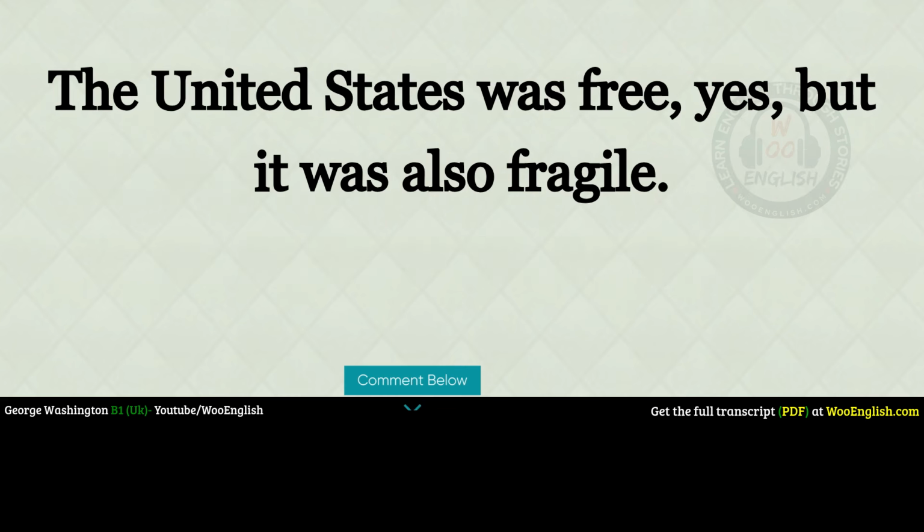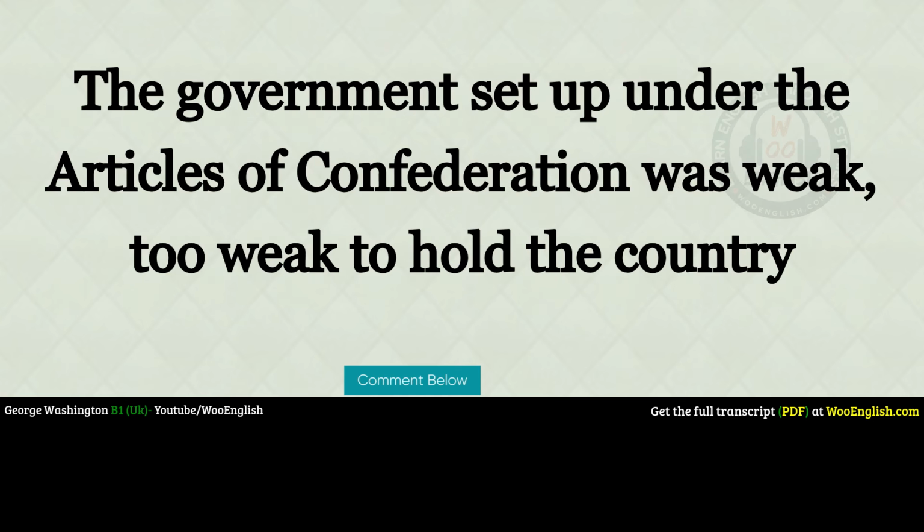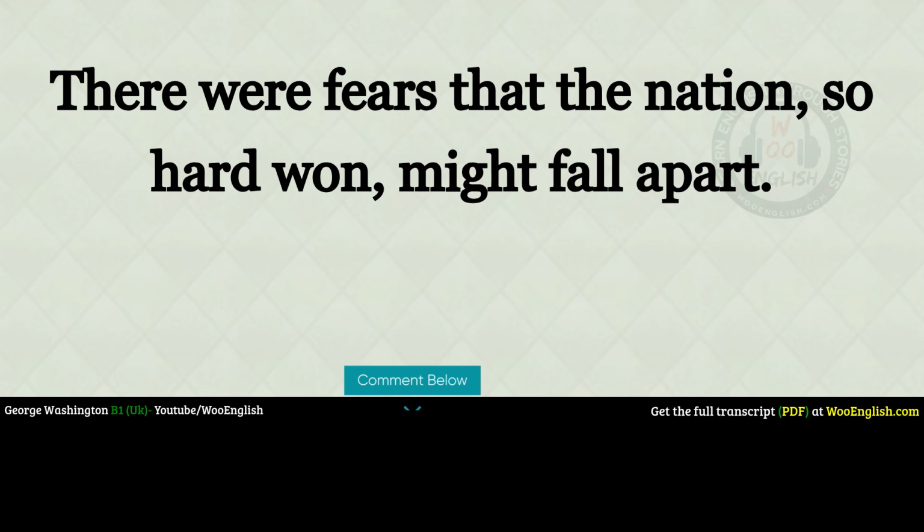The United States was free, yes, but it was also fragile. The war had united the colonies, but now that the common enemy was gone, old differences began to resurface. The government set up under the Articles of Confederation was weak, too weak to hold the country together. There were fears that the nation, so hard won, might fall apart.